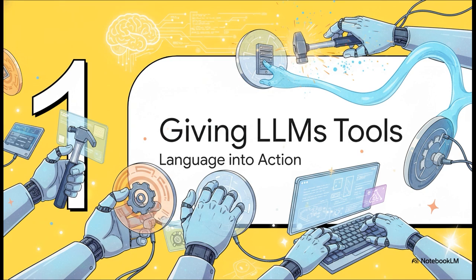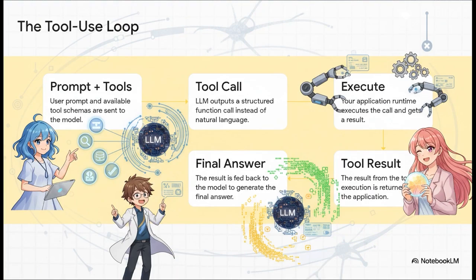You know, this is the magic that lets a language model, which is usually just trapped in a world of text, reach out and actually interact with the real world. It's how we turn language into action. It's how we give it hands. So how does this actually work?